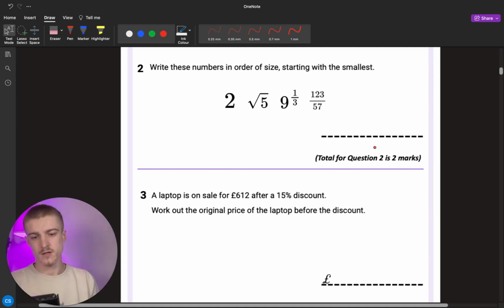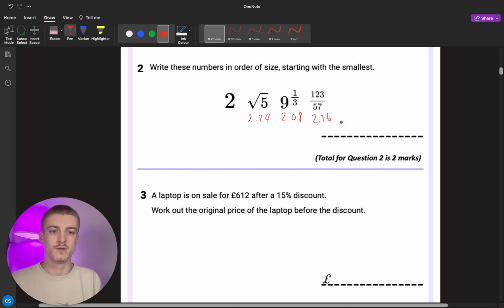Got the original price of the laptop before the discount. So if we call the original price x, times by 0.85, and that is equal to the sale price of 612. We can now rearrange for x, rearrange for our original price, that's 612 over 0.85. Calculate that, 612 over 0.85, and that gives us 720.